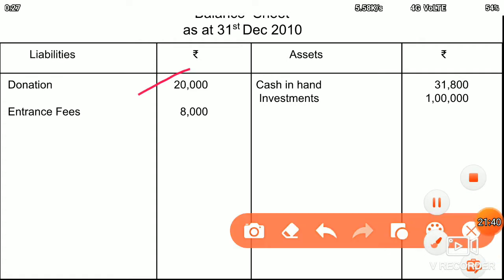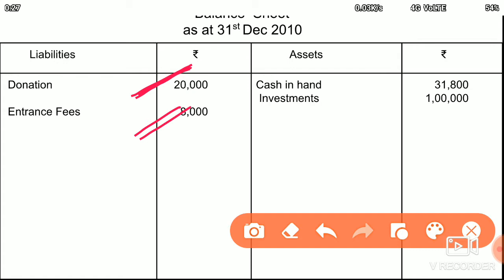Donation 20,000 rupees from the receive side. Entrance fees 8,000 rupees. Actually they have said to capitalize them, otherwise it would have come in the income and expenditure account, but since we are capitalizing it, and it is appearing in the receipts and payments account as cash received in the current year, it will come in the current year's balance sheet. So the donation and the entrance fees go as liabilities.